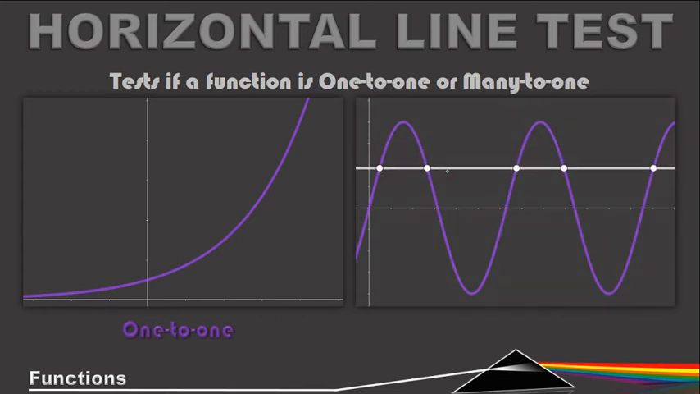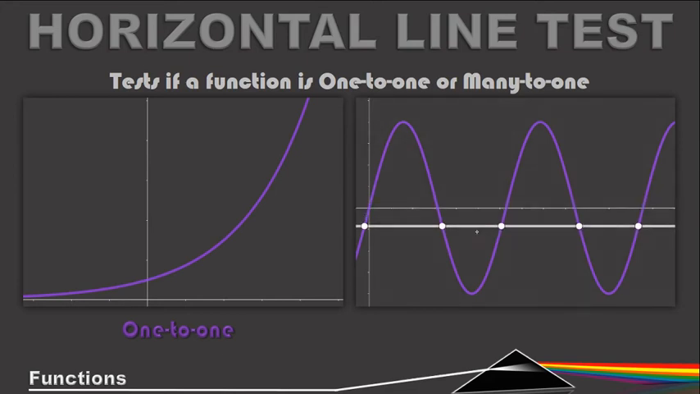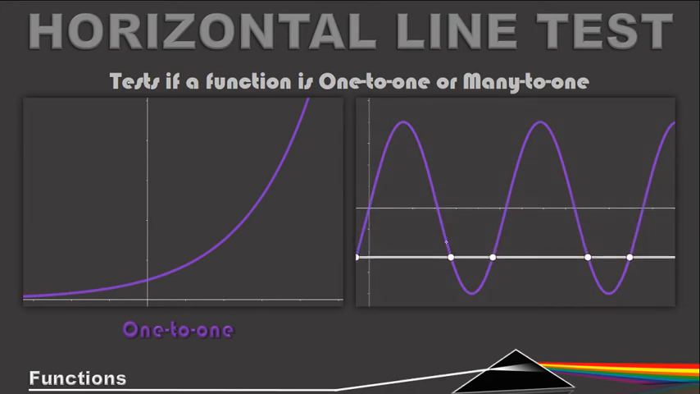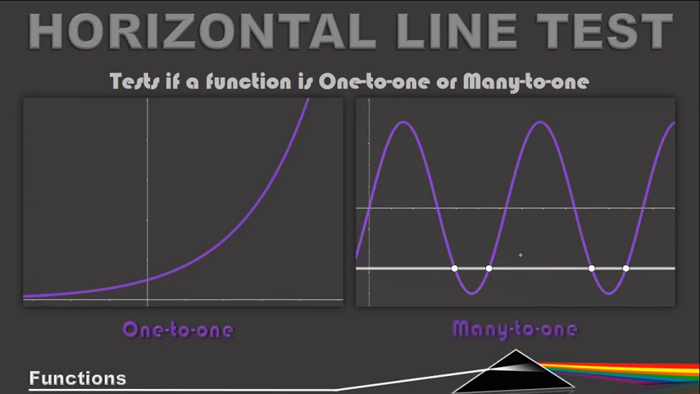But a many-to-one function is when I take my horizontal line and pull it over my function, and you can see that for this y value, there's more than one x value. So that's a many-to-one function: if your horizontal line cuts it more than once.